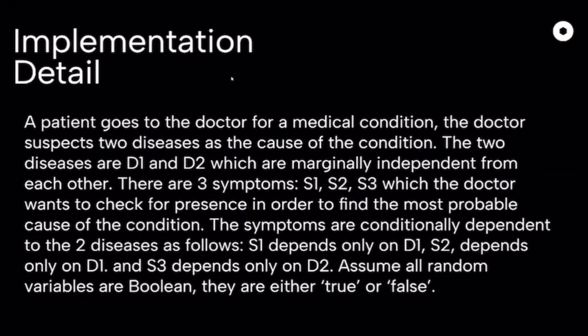So our implementation is a patient goes to the doctor for a medical condition, and the doctor suspects 2 diseases as the cause of the condition. The 2 diseases are D1 and D2, which are marginally independent from each other. And there are 3 symptoms, S1, S2, and S3. S1 only depends on D1. S2 also depends only on D1, and S3 depends on D2. All the variables are Boolean, so they're either true or false.